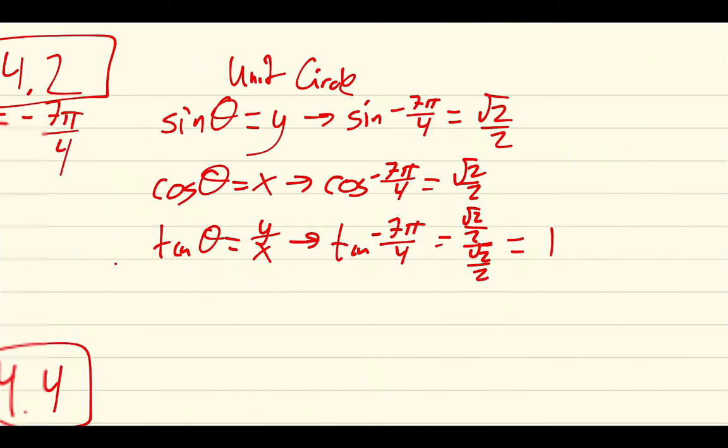So the biggest things for unit circles, remember, find where your angle is. Negative angles just go in the opposite direction, so you're going clockwise. The sine is the y value in the unit circle, the cosine is the x value, and the tangent is the y over the x value.